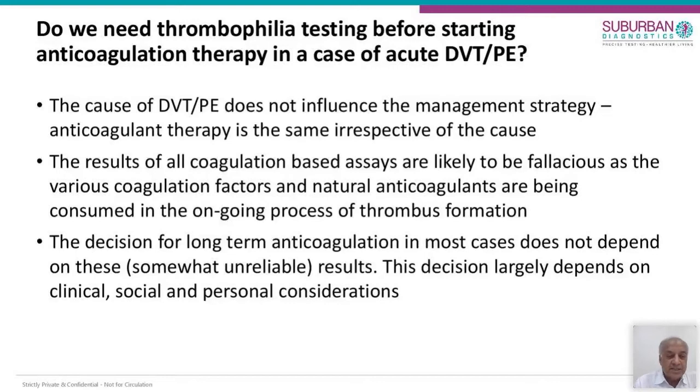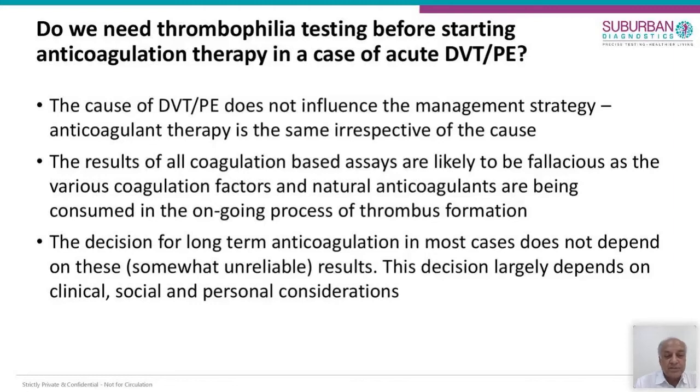So a common challenge that people in the lab face is the request for doing thrombophilia screening or thrombophilia testing in a patient of DVT or pulmonary embolism before starting the therapy or at the time of presentation. And as common sense will tell us, and of course the knowledge of thrombosis and hemostasis, it doesn't make any sense to do these investigations in patients who have just presented with the manifestations of DVT or pulmonary embolism. The reasons for that are here. The cause of DVT and pulmonary embolism does not influence the management strategy. In other words, the anticoagulant therapy is the same irrespective of the cause, and therefore there is no point doing a screening for the cause of thrombophilia at the time of presentation of the patient.